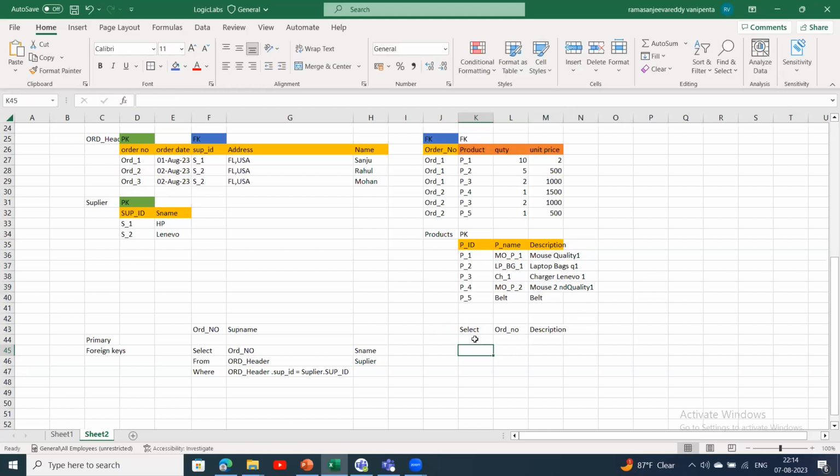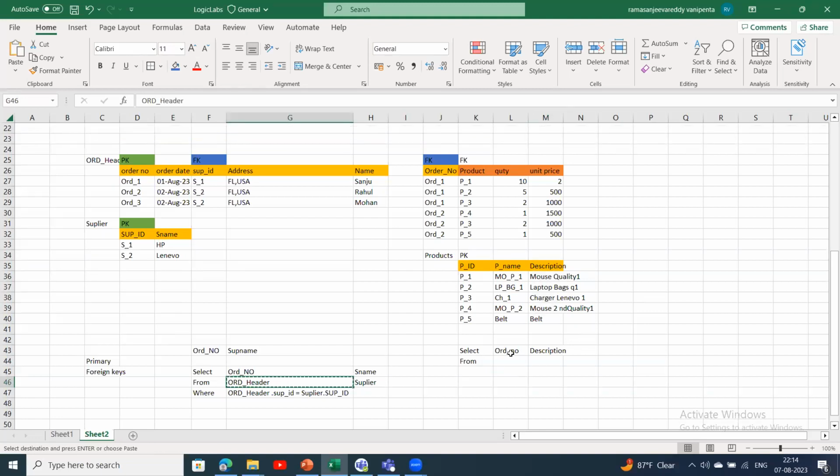Order header. I have an order number. Tell me, from what? Okay, I'm taking the order number, and I have it in the order header table. Yes or no? Guys, order number I have in the order header table. This one is clear, right? Yes, sir. Where do I have the products? Products table, right? I have products in the products table.